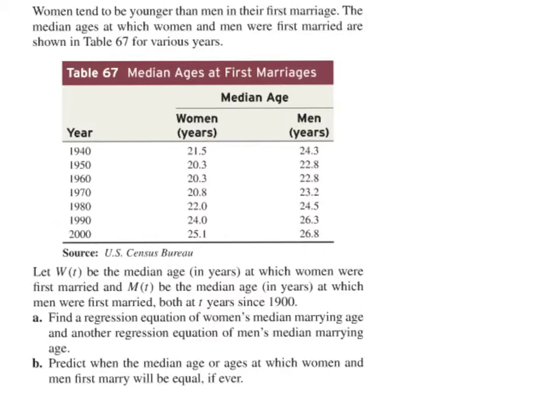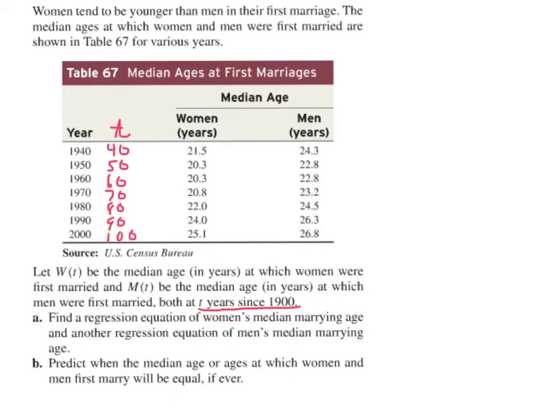And you can see the data for the women is given in this first column, and for men in that last one there. So we want to, first of all, in part A, find a regression equation of women's median marrying age and another regression equation for men's median marrying age. So we want to find two different regression models, one for women and one for men. And we're assuming that T is the number of years since 1900. So since T is the number of years since 1900, T would really be 40, and then 50, and then 60, 70, 80, 90, and 100.